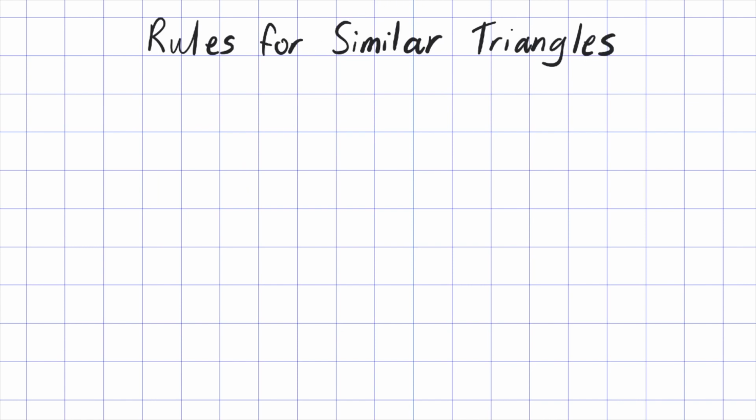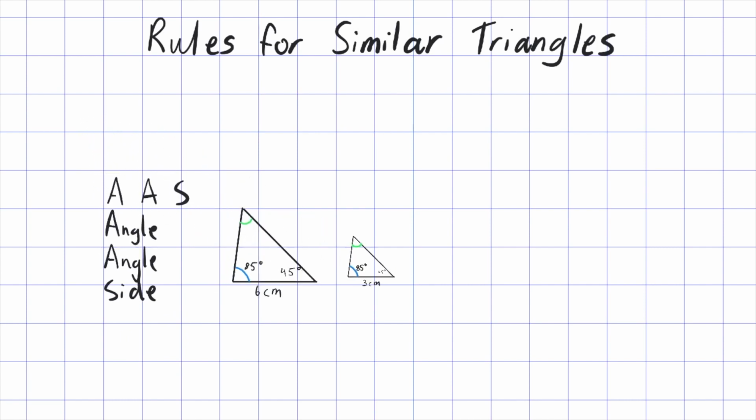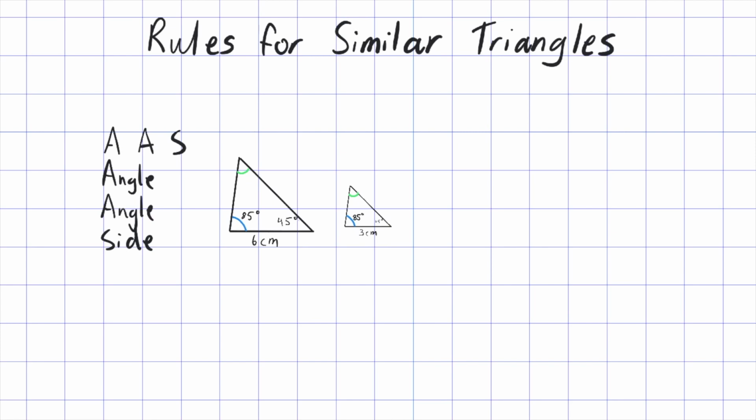Our next similarity statement that we have is angle, side, angle. Now what this tells us is that if we have a triangle that has two sets of corresponding angles that are equal, and we have a side that has the same scale factor, then these two triangles are also going to be similar.